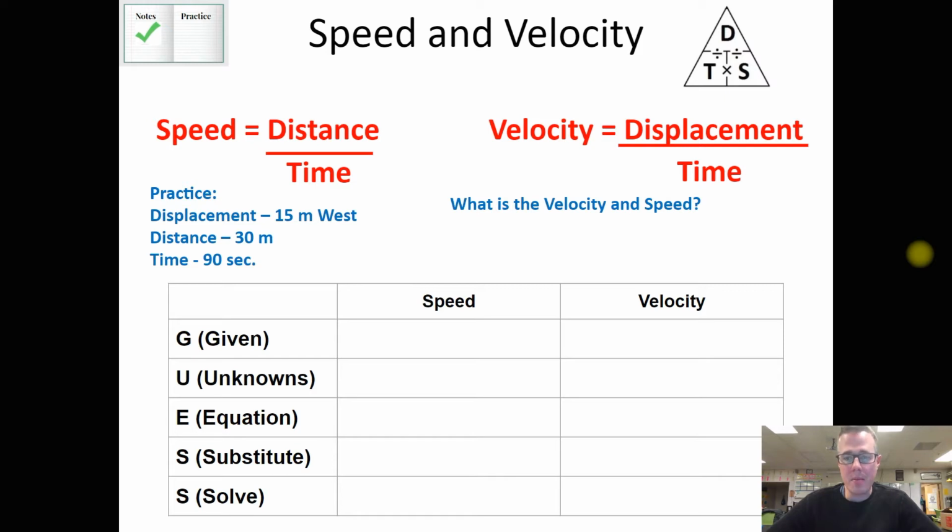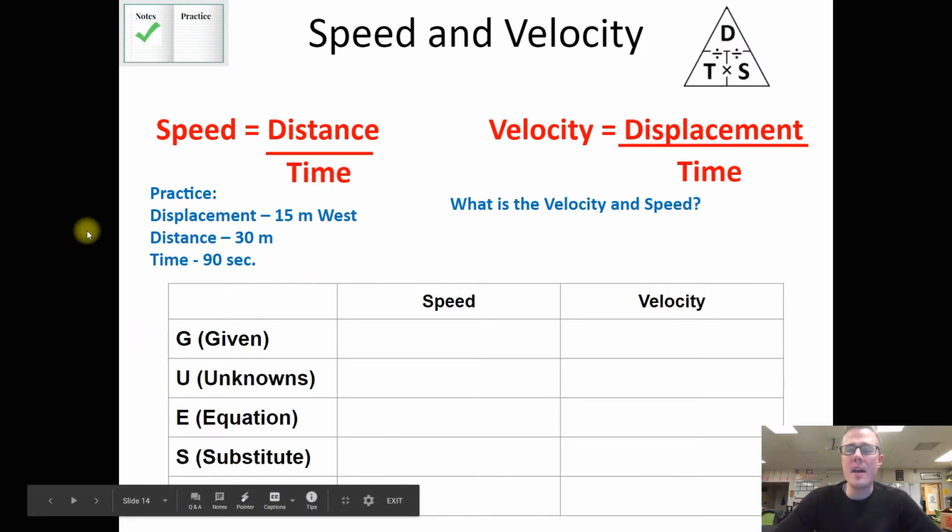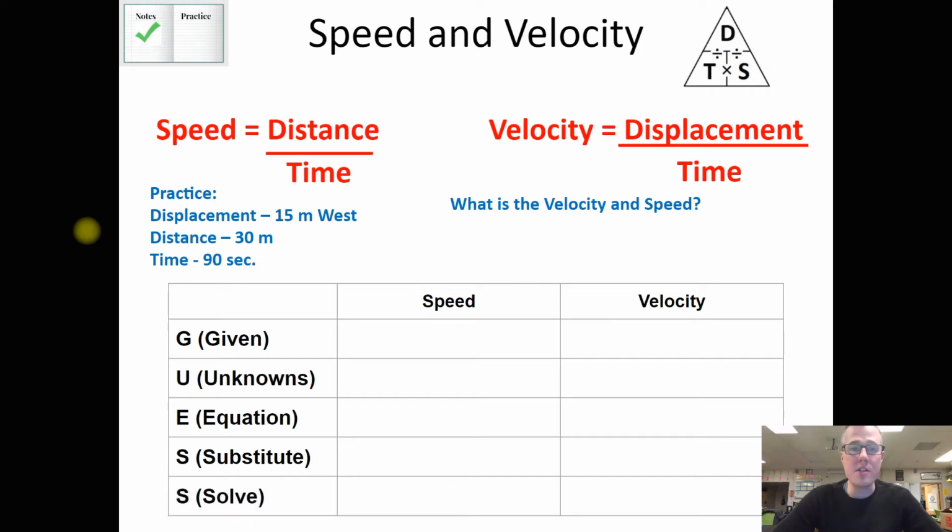I need you to make this table that you see on your screen, and we're going to solve for our speed and we're going to solve for our velocity using this method, the GUESS method. By the way, Mr. Hankla over at high school, he teaches all those advanced crazy physics, and he still uses the GUESS method too. So by practicing this method, you'll be preparing yourself for high school physics if you choose to take that class. So here we go.